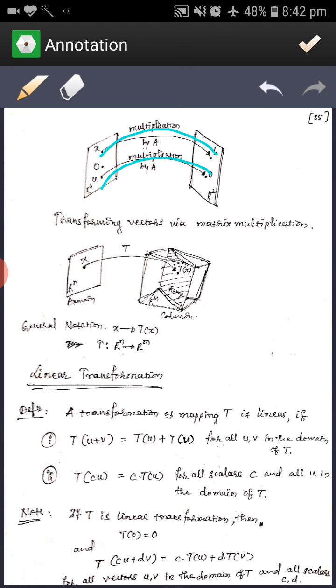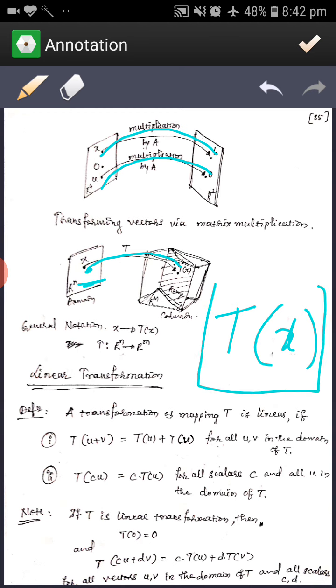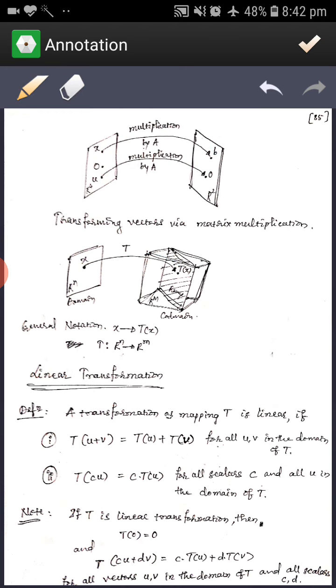Similarly, if there is an x vector, after the transformation it will become T of x. That is the notation: if x is a vector, after the transformation we call it T of x. Now in terms of equations, technically, the definition: a transformation or mapping T is linear.